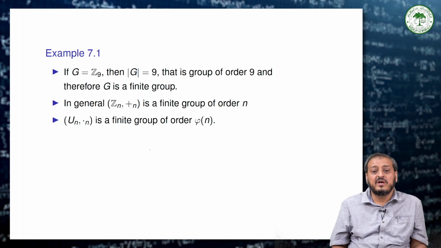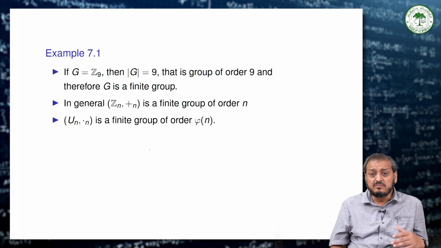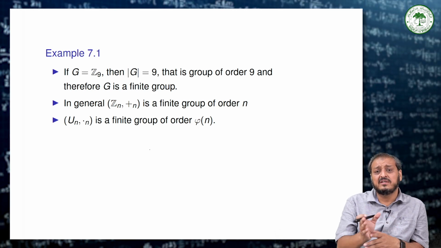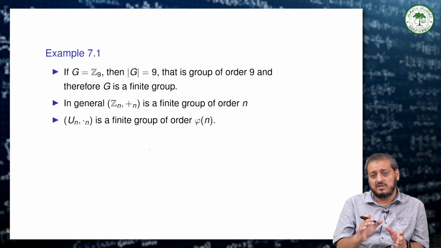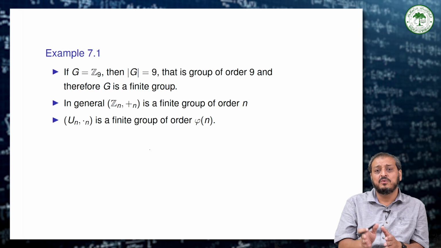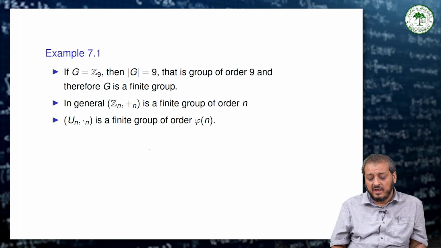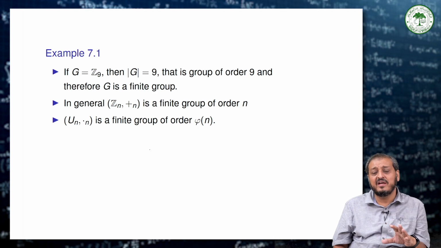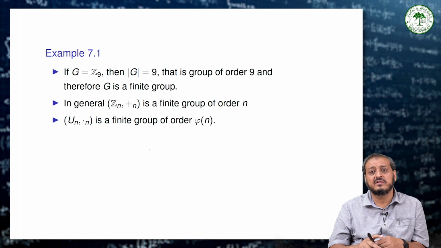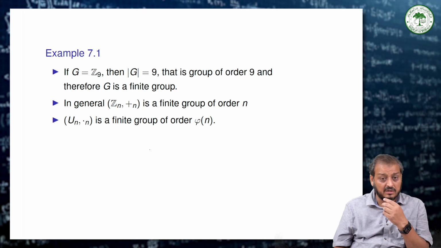Last class we defined Un as the group of all elements, the equivalence classes of x, where x is a non-zero element of Zn that is relatively prime to n. Its order is phi of n, which means we have to show the Euler function. We will define the Euler function and its properties later on.